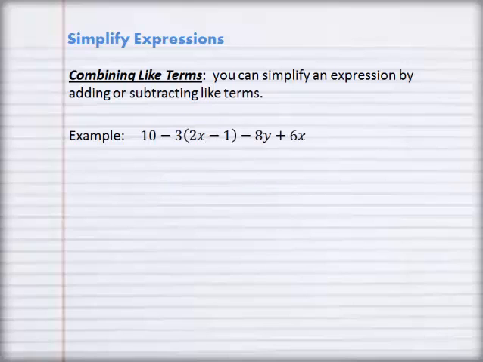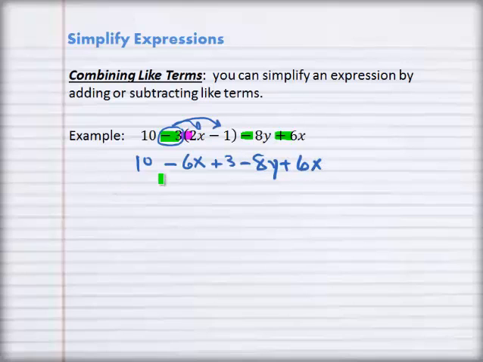Okay, so now let's look at another one. Notice I have subtraction, I have addition, but I also have multiplication with that 3 next to the parenthesis. So let's do that first. I'm going to distribute the negative 3, the minus 3, into the parenthesis. So negative 3 times 2x is negative 6x. Negative 3 times negative 1 is positive 3. I'm going to bring everything else down. I'm going to bring my 10 down, my minus 8y down, and my plus 6x.